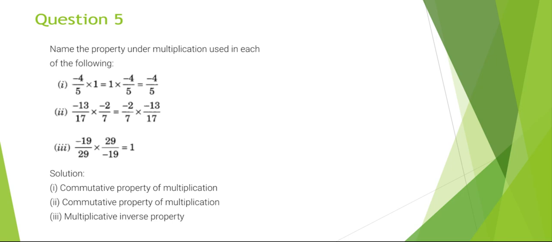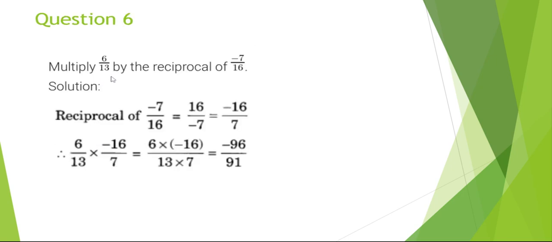But in the third part, basically, there is a rational number minus 19 by 29, which is being multiplied with 29 by minus 19, and it is giving you the answer as 1. So they are basically multiplicative inverses of each other. So this is multiplicative inverse property.